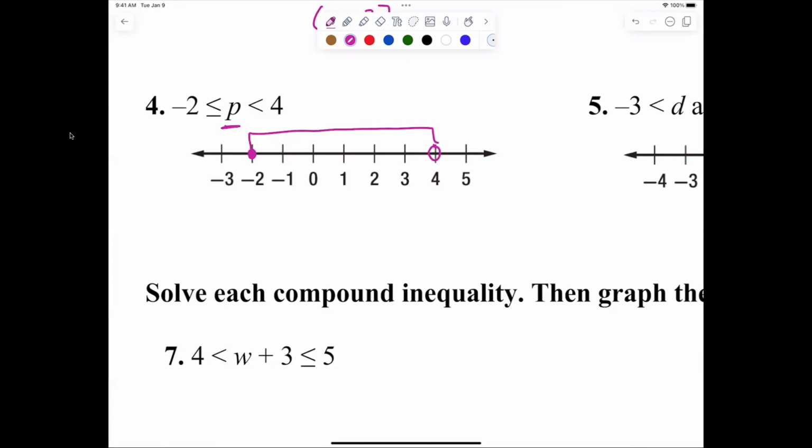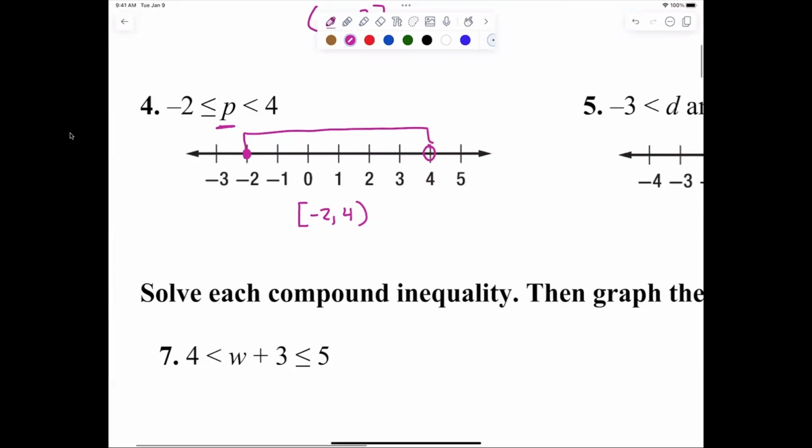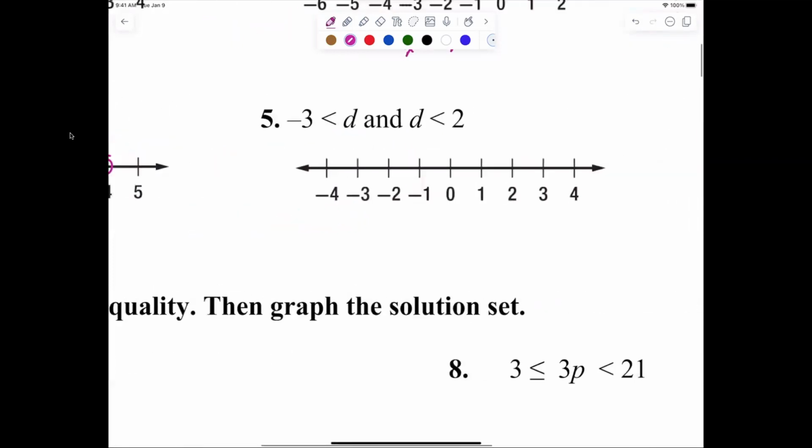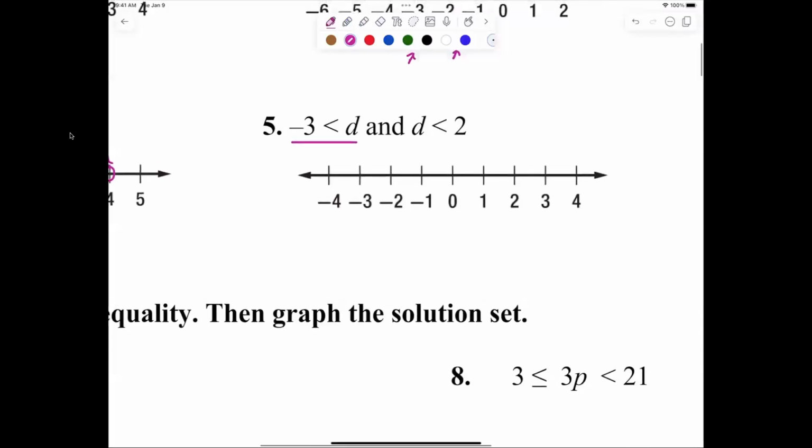Anybody have an issue with that? And then let's write it as interval notation. Bracket -2, 4, parentheses. There we have it. Everybody good with that? Anybody? All right. Now here we just have to write it. So now this is what I'm saying. This to me doesn't make as much sense. I want the variable first. So if I write the variable first, that's going to say D is what?